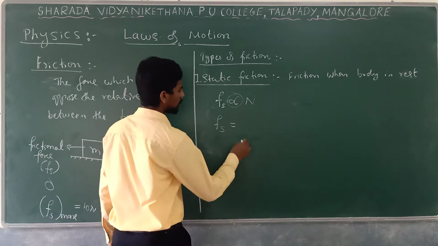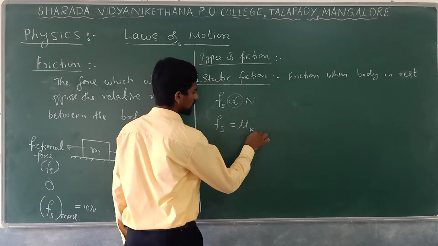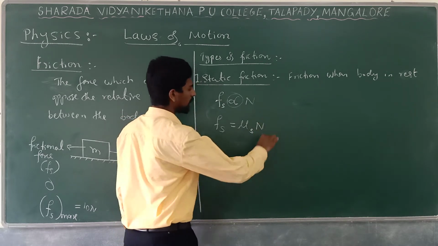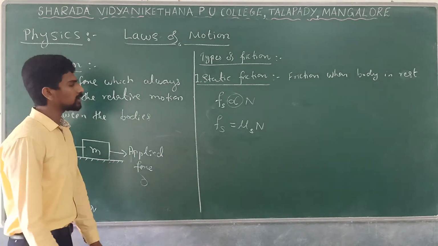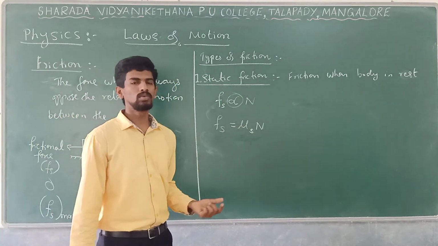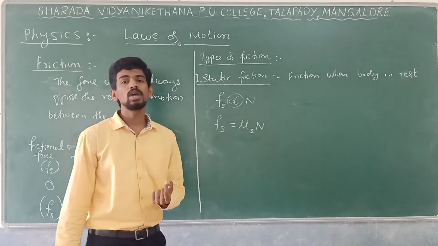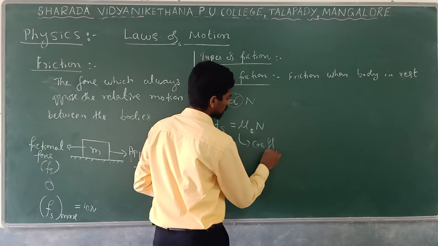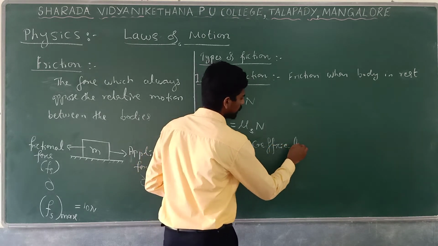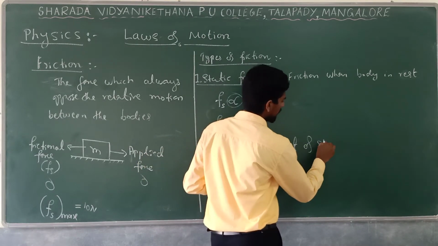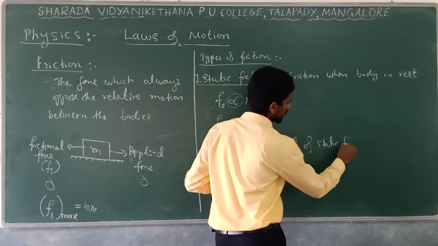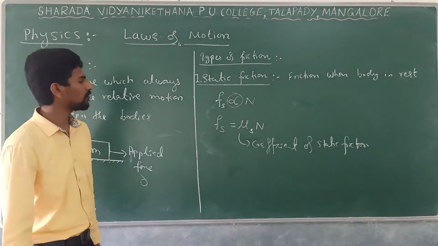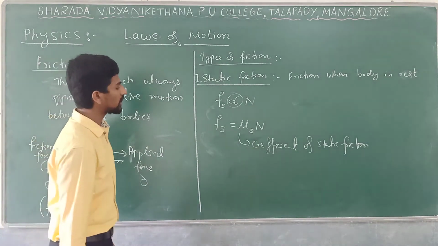So I am multiplying by one constant, mu s, into N. So what is mu? Here it is constant. What is this mu called? Mu is a constant. It is called the coefficient of static friction. One constant, coefficient of static friction.